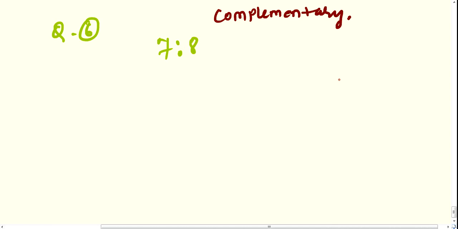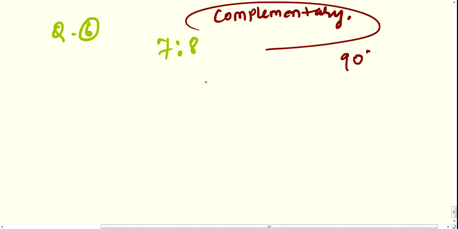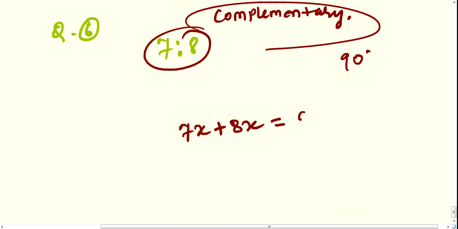So the two complementary angles are in the ratio 7:8, it is given in the question. Then find the angles. As you know, complementary means 90 degrees. And this is your given ratio. So it will be 7x plus 8x equals 90 degrees. Why are we writing 90 here? Because in the question it is given complementary. For example, if it is given supplementary, we will write 180 degrees here, then we can solve further.